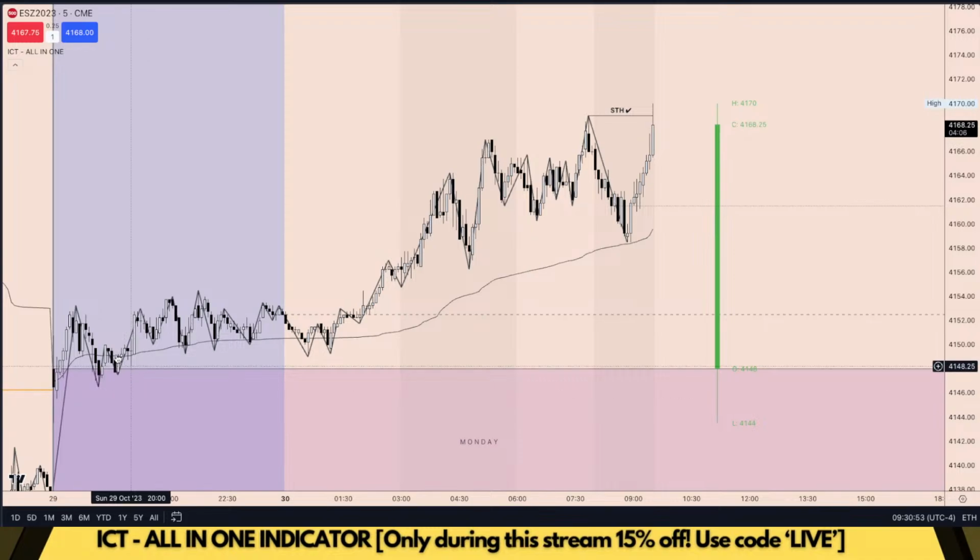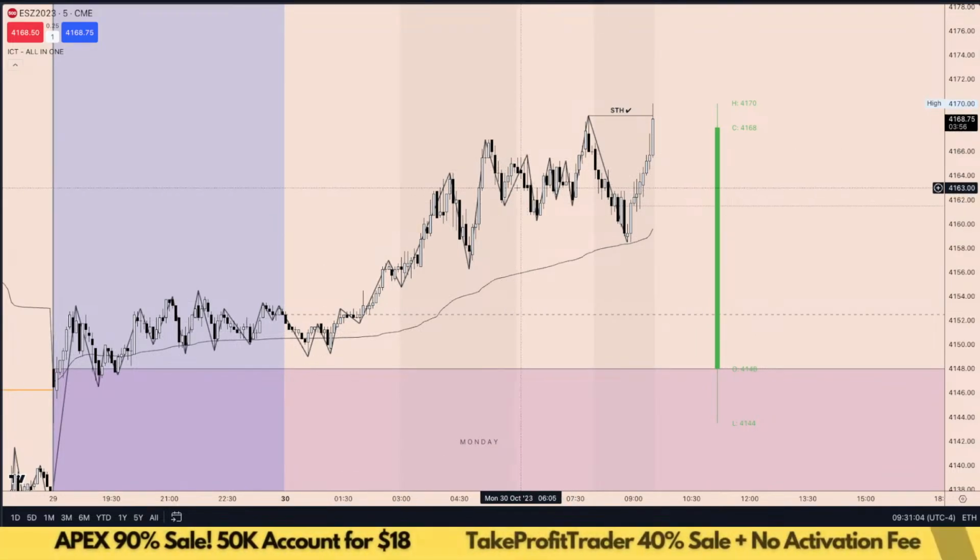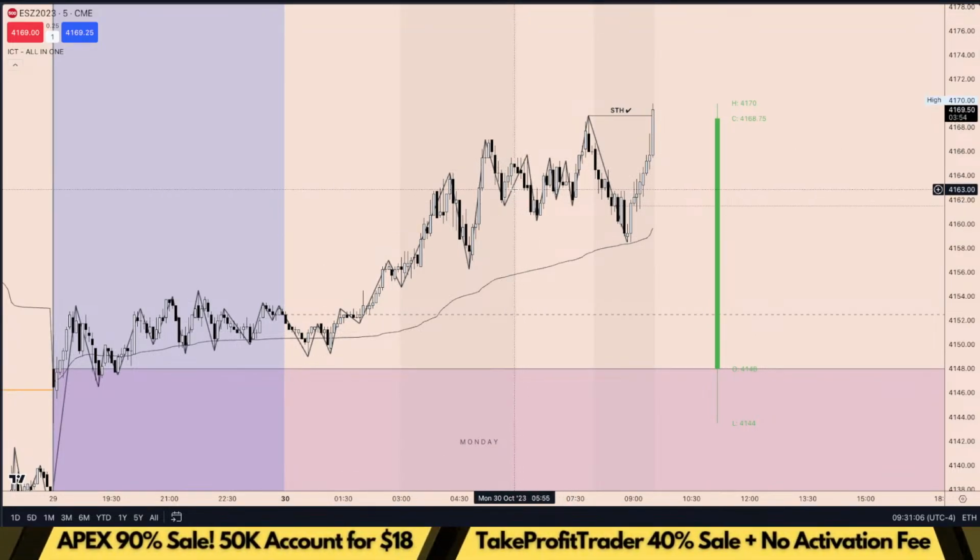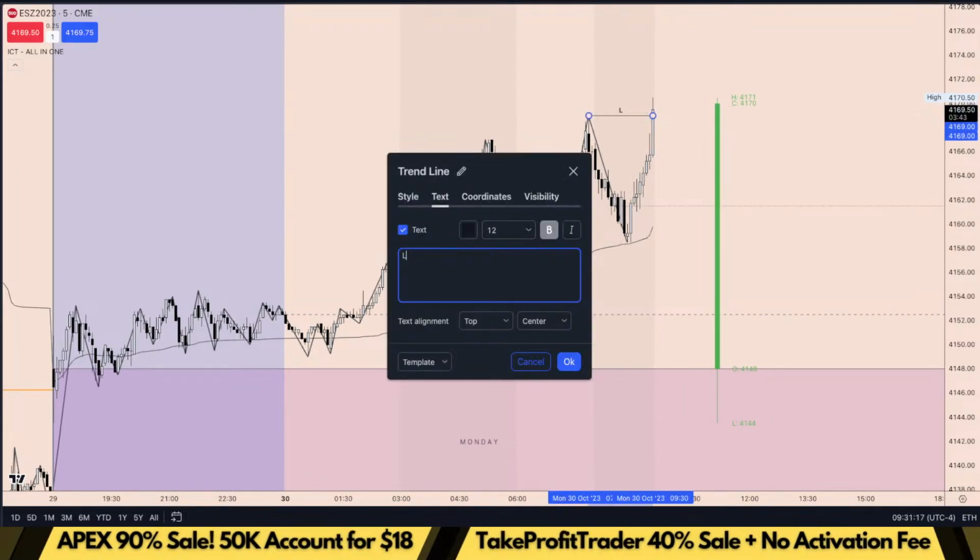Now anyway, how we accumulated or consolidated here during Asia on Sunday. We formed this double bottom, retest, and continued the trend to the upside. Consolidated after the New York, London kill zone ended. Took the buy side one more time, reversed back into our range. And right now we're above London session buy side, so let's label that.